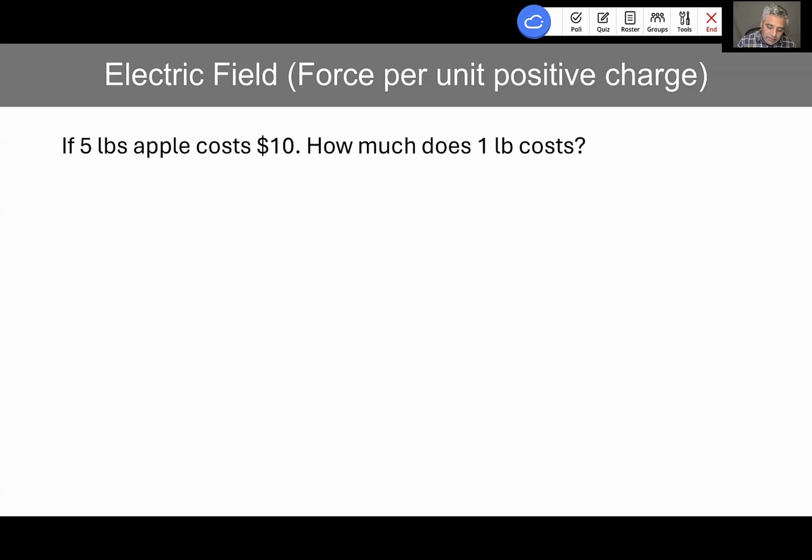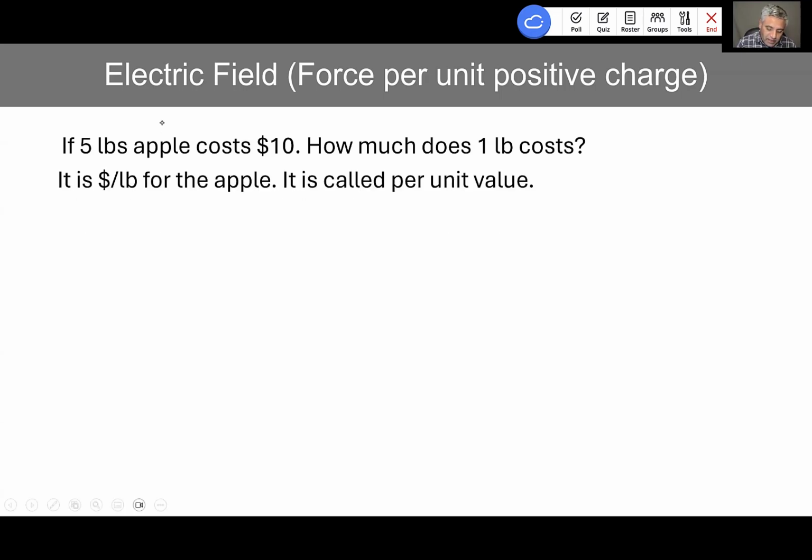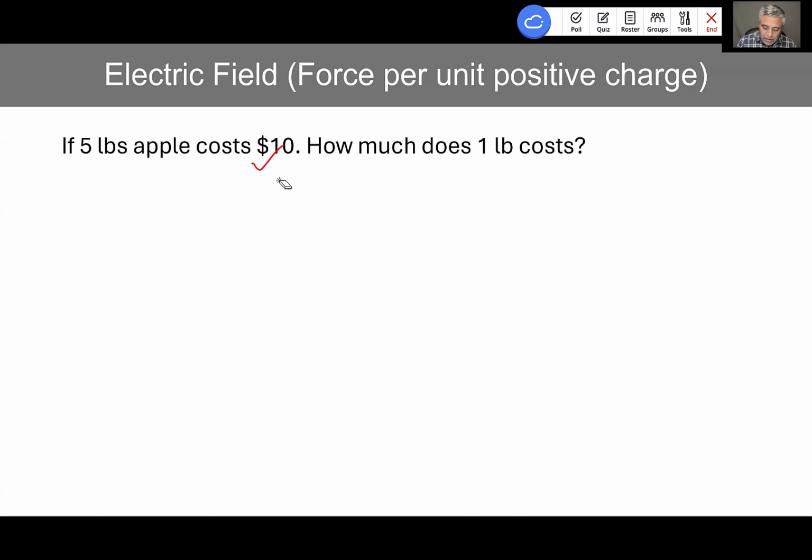Just like if we have, let's say, a packet of 5 pounds of apples, and that costs $10, then how much does a pound of apple cost? That turns out to be handy if you are comparing different kinds of apples of different sizes with different prices. You want to know what the price per pound is, and that way you can tell which one has more value and so on.